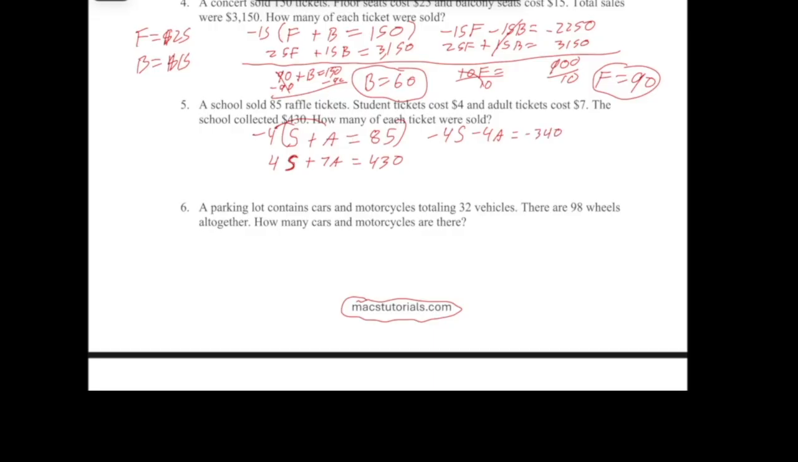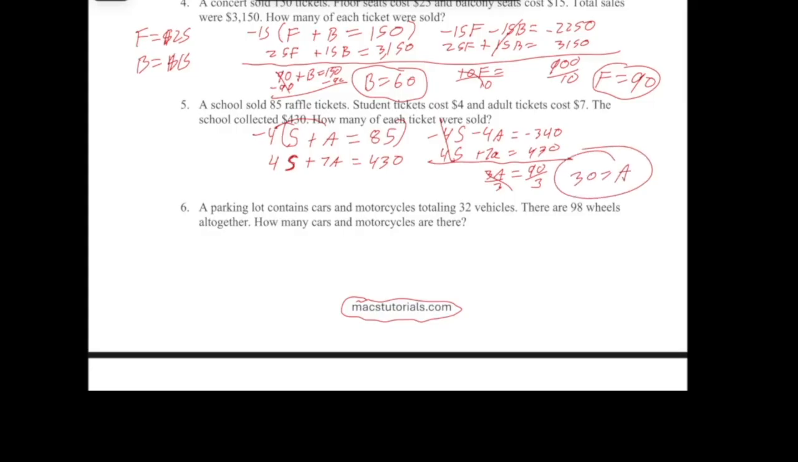All right, I'm just going to copy the rest over. I'm just going to add them up. The s's die, and I'm left with a 3a equals, what is that, 90. Okay, and then once I do that, I end up getting 30 as my adult tickets.